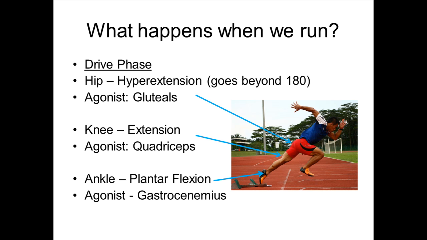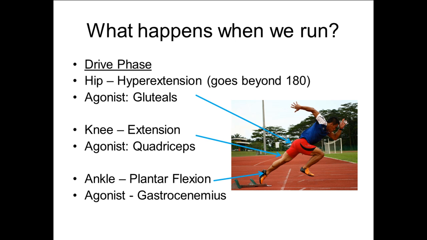You tend to find that eccentric contractions are normally done against gravity, and so what will happen is the muscle will still be under tension, but it's lengthening. So in the majority of cases here, the major agonist is undergoing an isotonic, and more specifically, a concentric contraction. So we can talk about the gluteals undergoing concentric, also the quadriceps undergoing concentric, and the gastrocnemius undergoing concentric isotonic contractions.